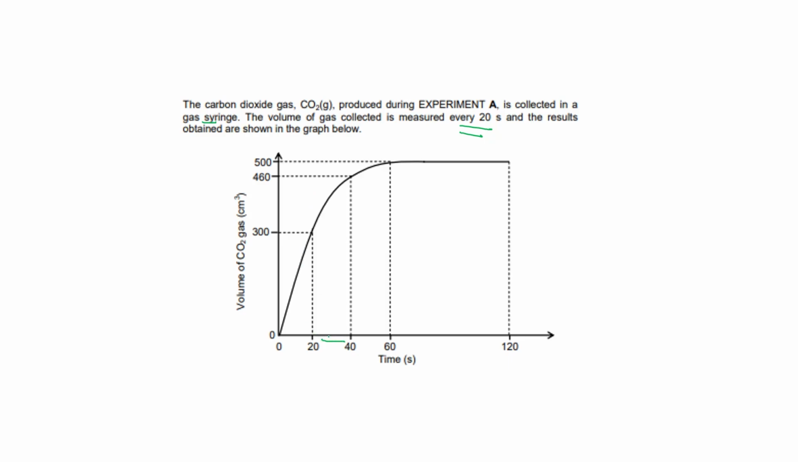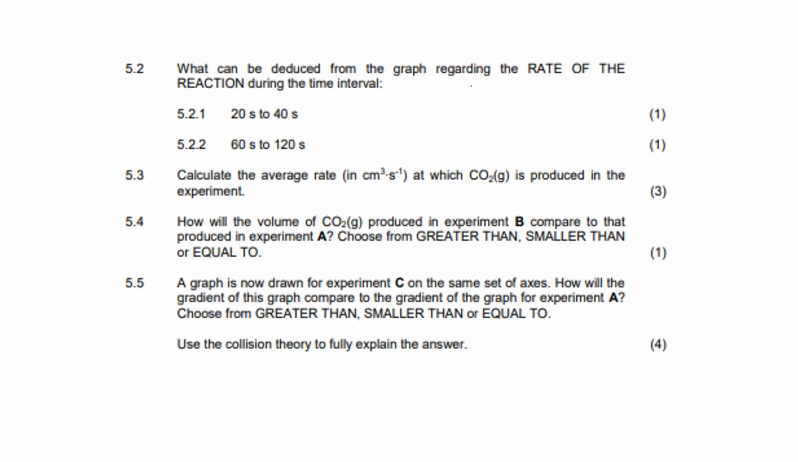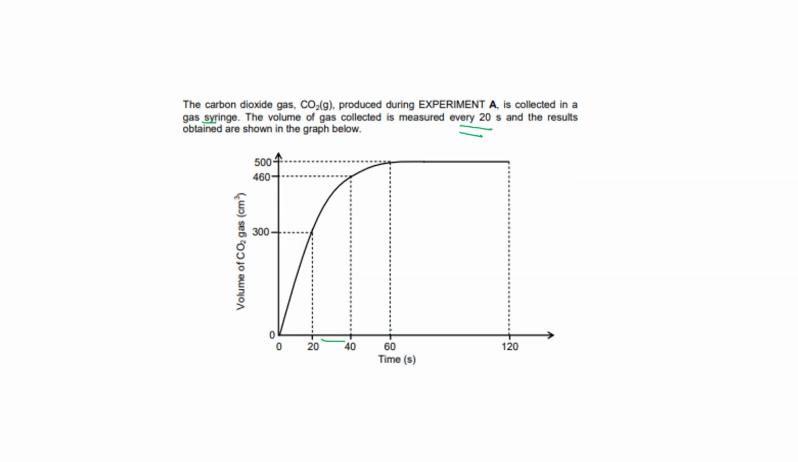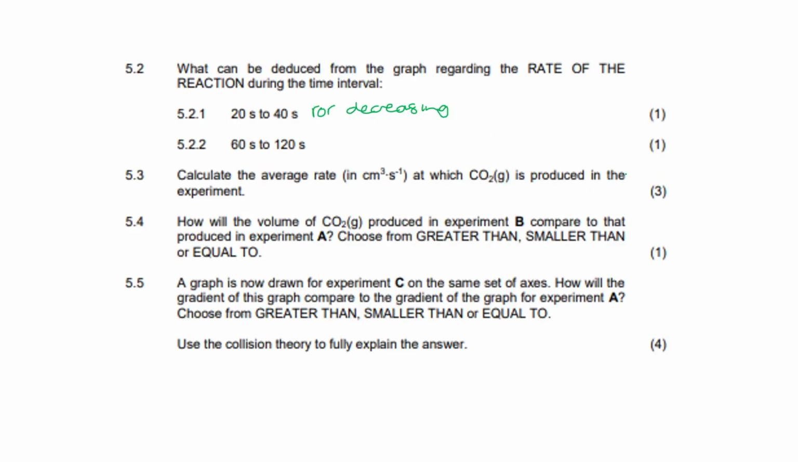What happens here? We have a decreasing gradient. And when we have a decreasing gradient, in terms of the rate of reaction, the rate of reaction is decreasing as well. Then from 60 seconds to 120 seconds, we have a gradient of 0. And what happens when the gradient is 0? The rate of reaction is also 0.